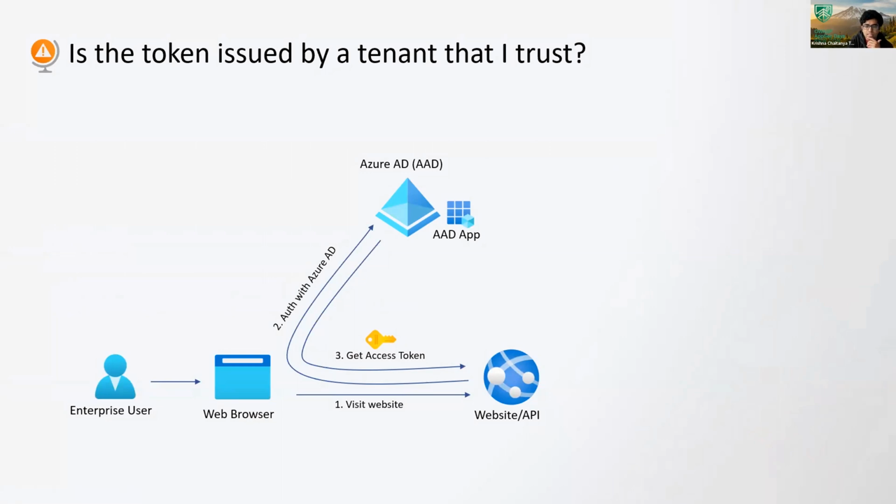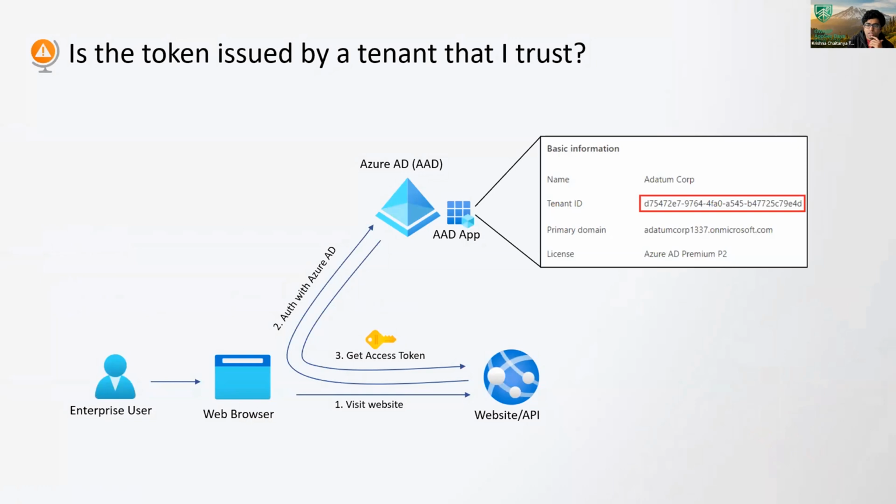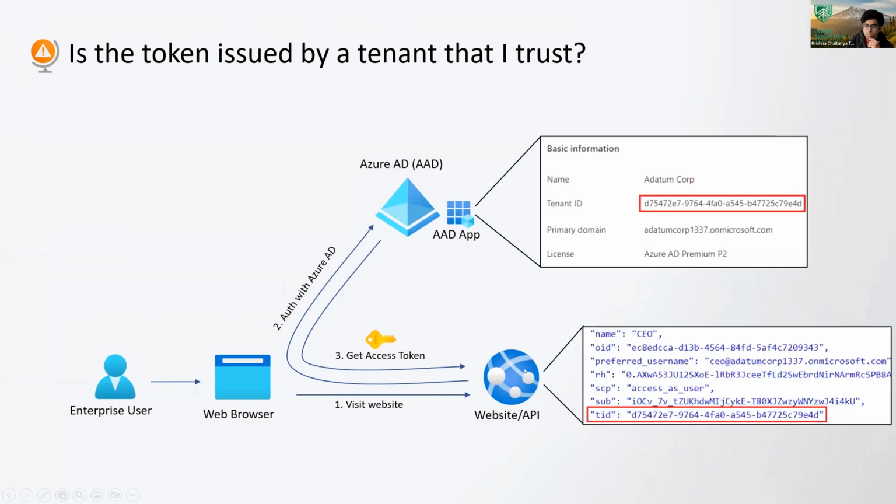Now, what is this? This is literally saying, okay, this app is in this tenant. Now the API must ideally check that, okay, I'm not a multi-tenant app. I just want tokens only from my tenant. So then there's this TID claim that the API will get. So the API must check that, okay, is this the same tenant where my AAD app is registered, right? So this comparison, this check must be done.